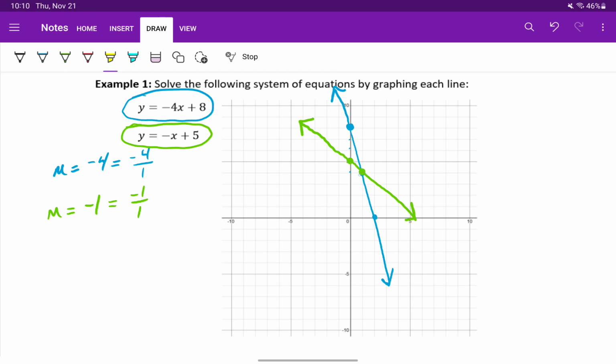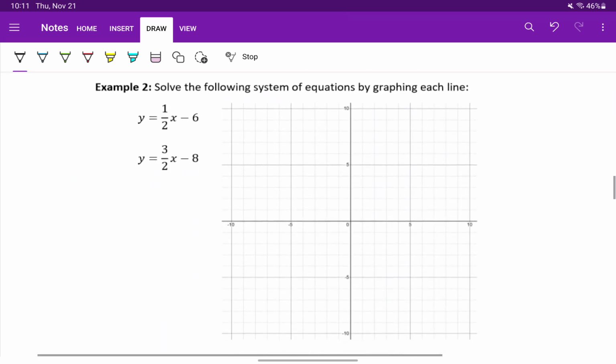And what we're interested in is that point of intersection, that xy pair that is a solution to both equations. In this case then, our solution would be the point 1, 4. And we could check that by plugging those x and y values into each equation and see that they would make both equations true. We'll repeat that process in example 2.